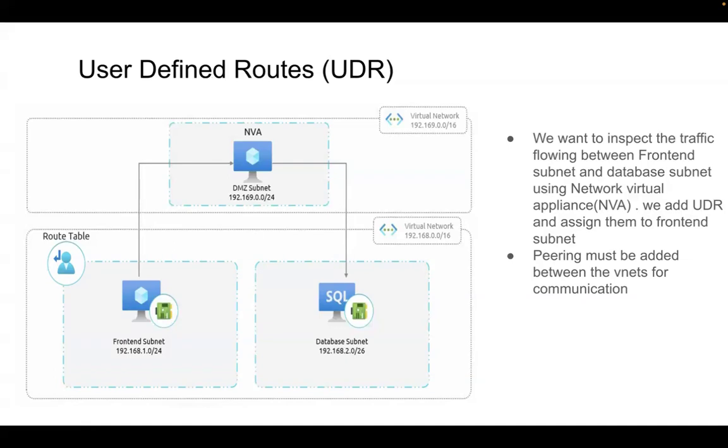There is a requirement: we want to inspect, and we want to drop some certain packets in between. We don't want to allow everything to go to the database. So that kind of user-defined routes we can enable, and yeah, that's how it works. Got it.